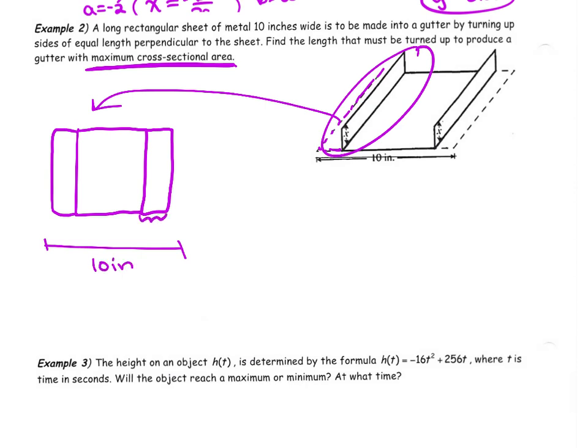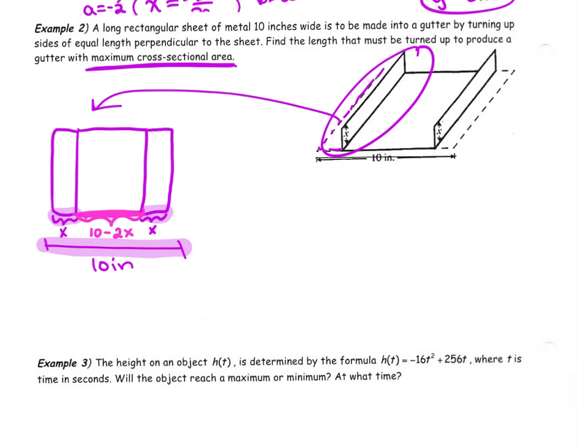And I know from here to here is x, from here to here is x. So if I know this whole length is 10, this is x, and this is x, well, we can just take the difference for this length to be 10 minus 2x. Okay, so we actually have a lot of information now.